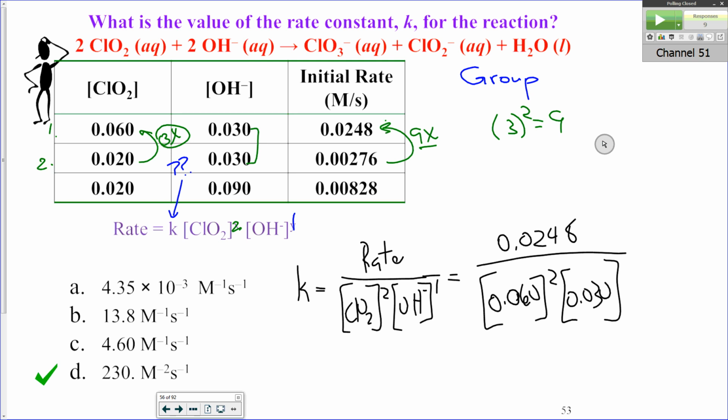Okay? Any questions on this? This is a guaranteed test question. So I can say yes, the overall order would be 3. It'd be third order overall. Yep.